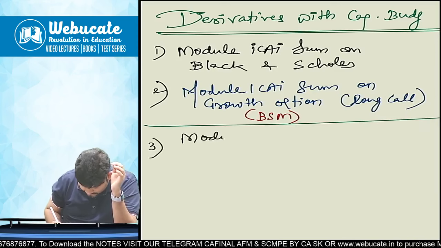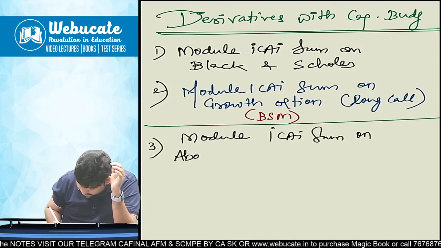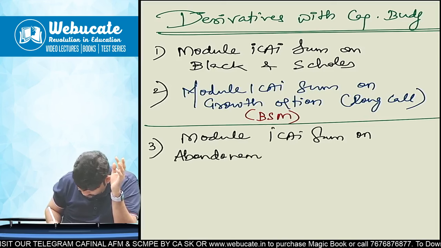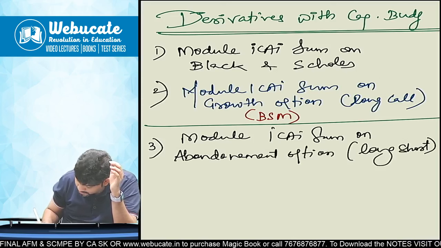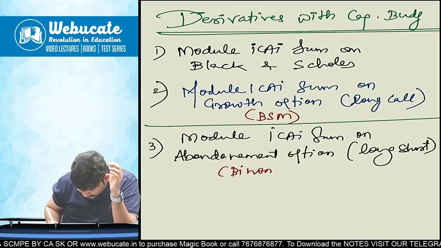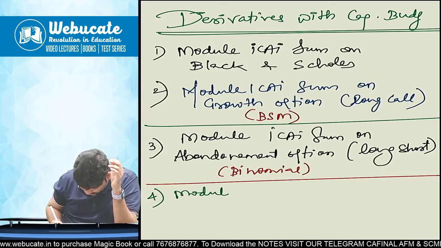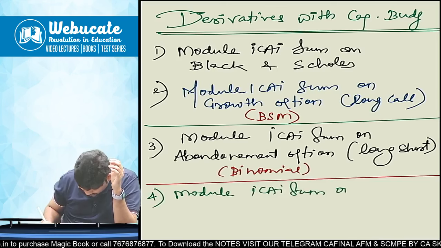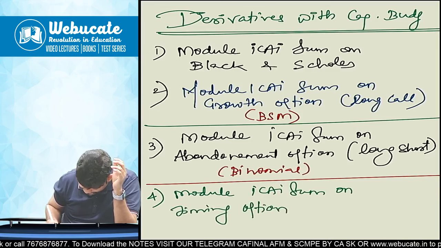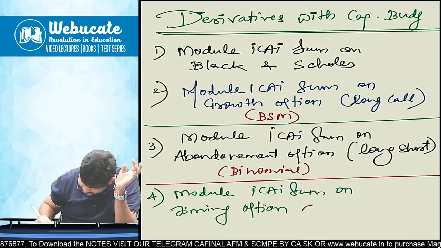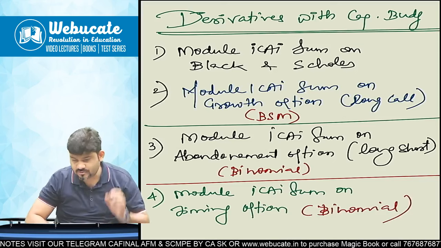Then there is a module ICAI sum on abandonment option. This is based on long put. But the concept to be used here is binomial, remember. And finally, we have to solve a sum, again a module ICAI sum, but on timing option. It's a pretty easy question. And this is also binomial. Okay, please write this down. This will be very useful during revision.